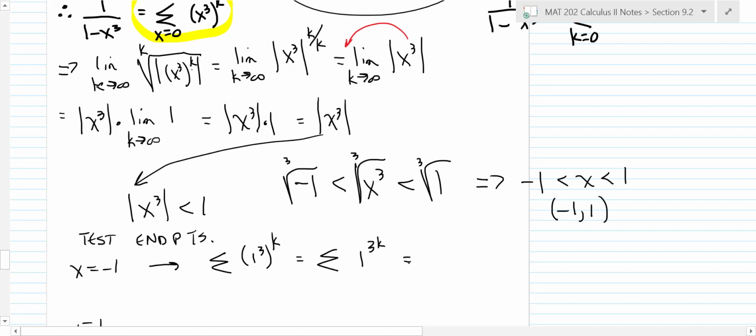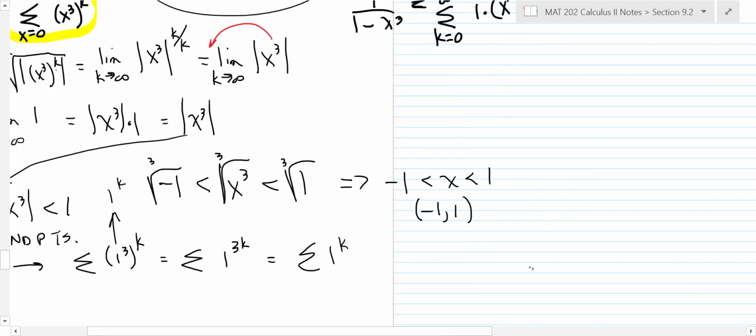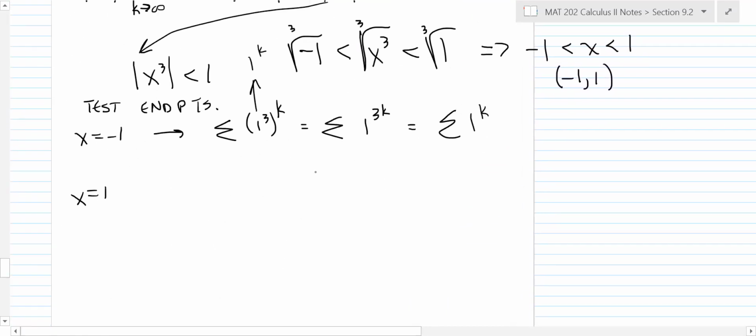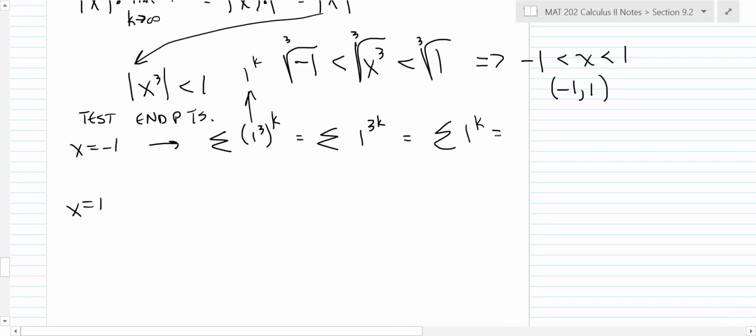What's 1 to any power? 1, okay. Or you could do it this way. I mean, you can just say 1 to the third's 1, so you'd have 1 to the k. So that's really just the series 1 to the k. So that's the series. Okay, got the series of 1.